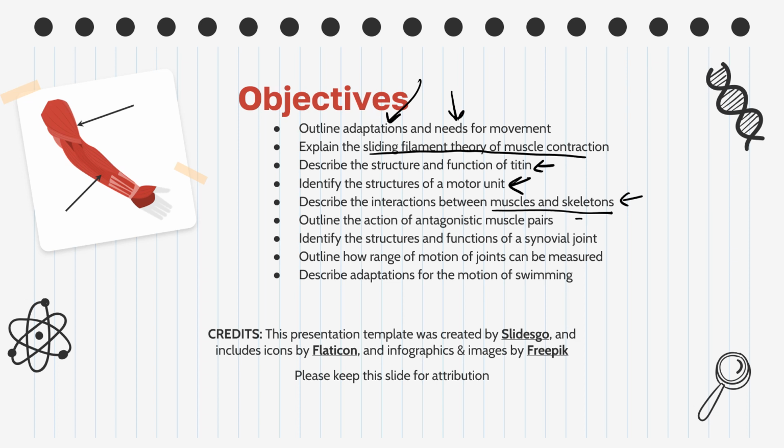We talked about antagonistic muscle pairs like our internal and external intercostal muscles. We talked about synovial joints. There's the membrane, there's the fluid, there's the cartilage to help to prevent bones from grinding against each other. We have some goniometers. We're going to play with them in class. And we also talked about those adaptations for swimming. Great work today.